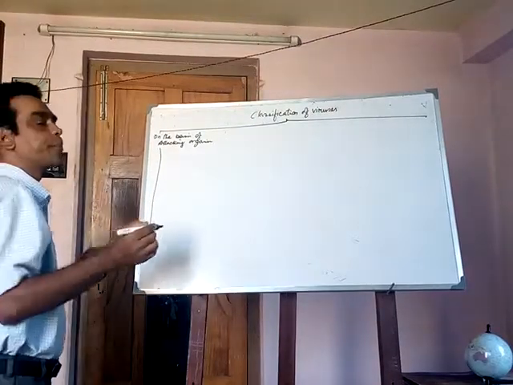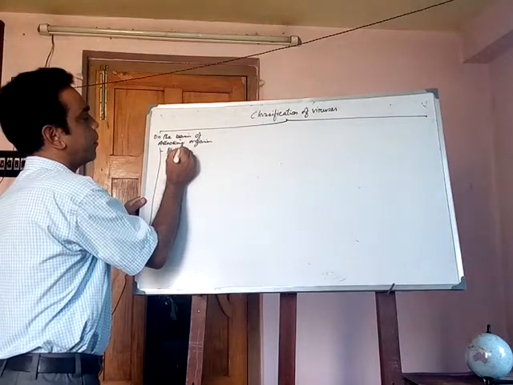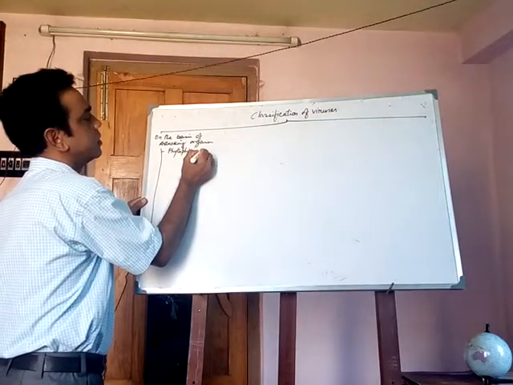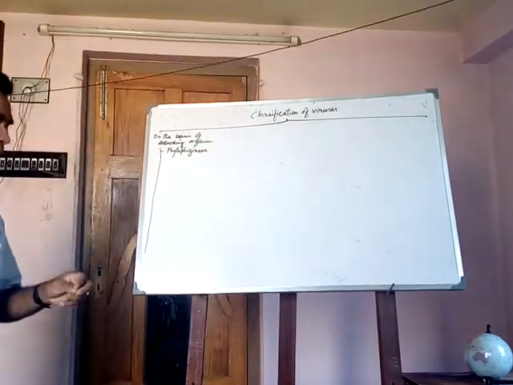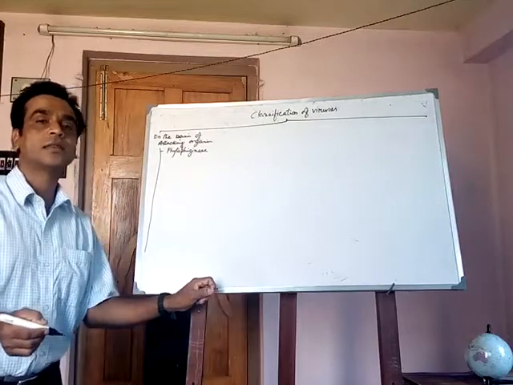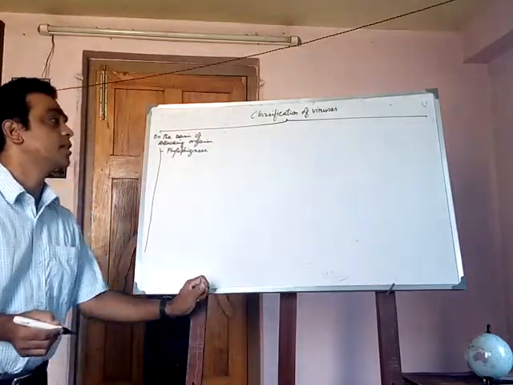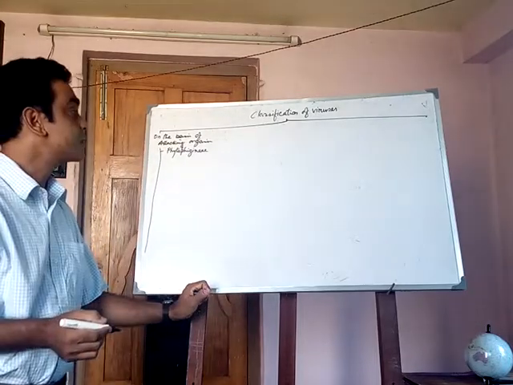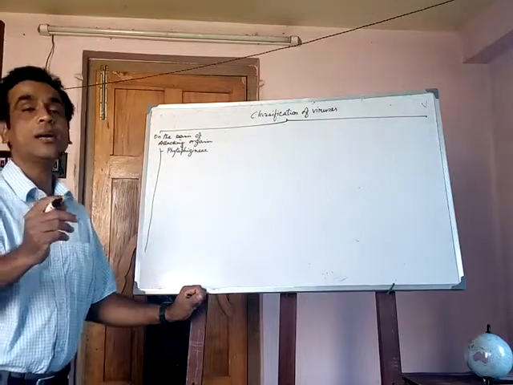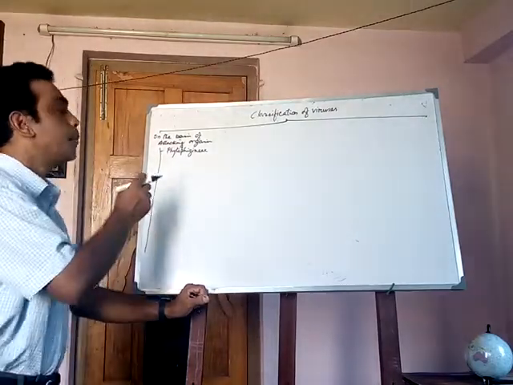The first is phytophagy. What is phytophagy? Those types of viruses that cause disease of plant bodies are called phytophagy. So the viruses that attack only plant bodies and make disease of plant bodies are called phytophagy.